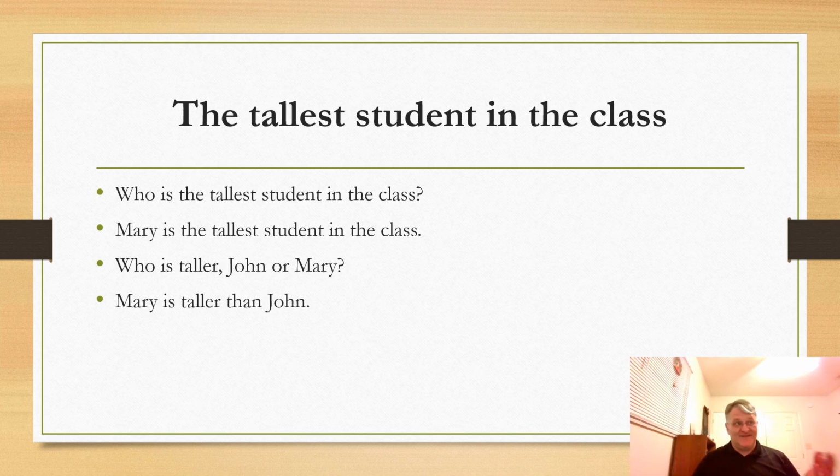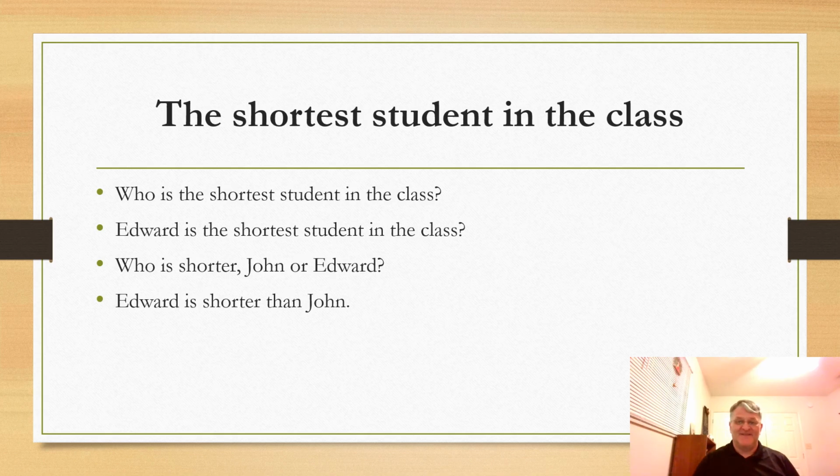Yes, Mary. Mary is the tallest student in the class. Now let's think, who is taller? We have John, he's tall, and we have Mary, she's tall too. You're right, Mary is very tall. I think Mary is, yes, you're right, Mary is a basketball player.